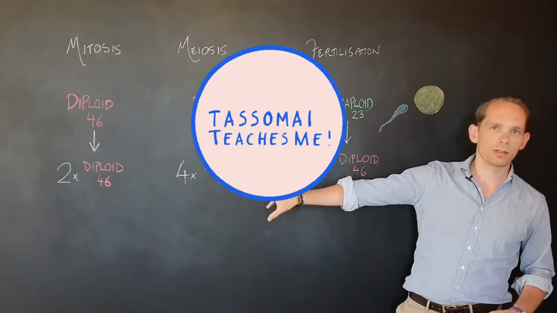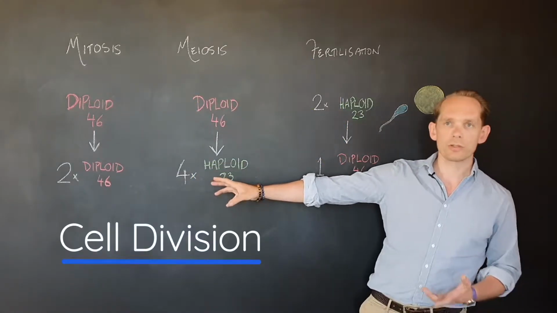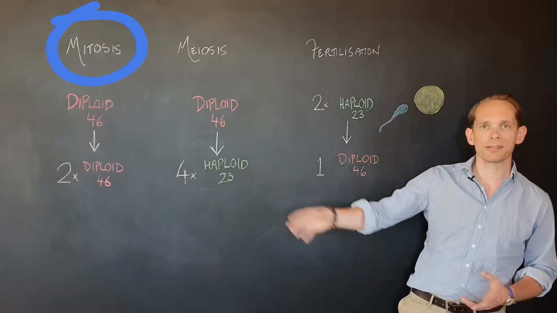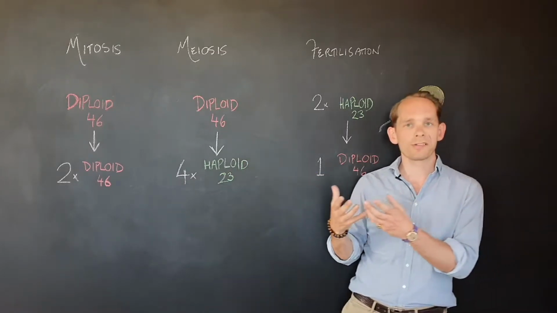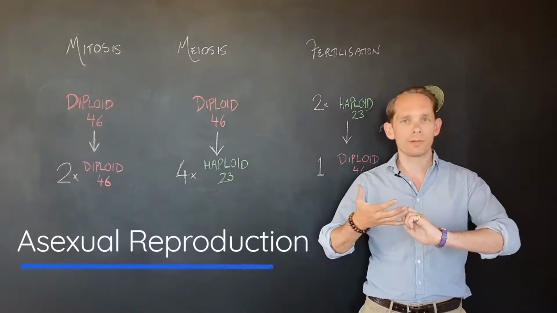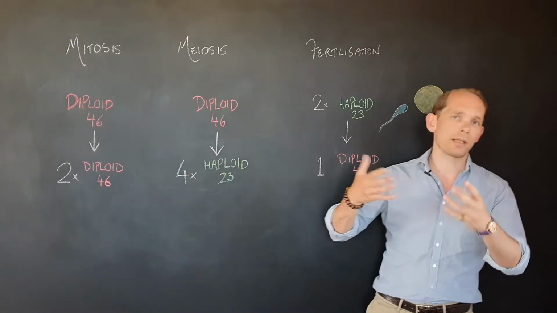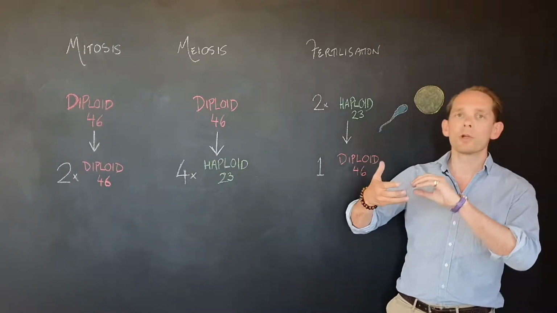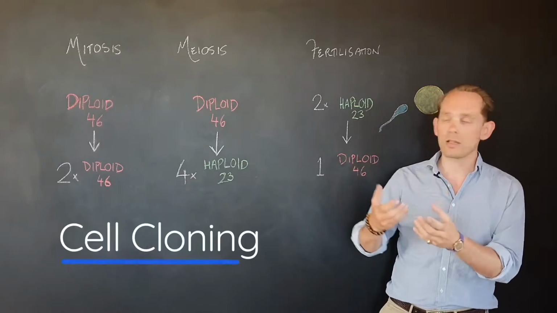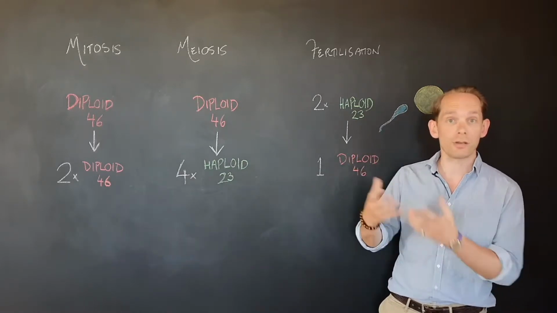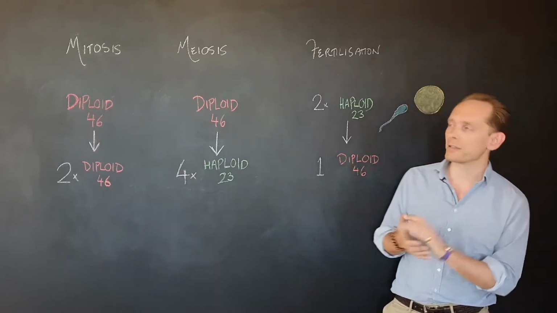We start with the most common form of cell division that we talk about most of the time, which is mitosis. That is the sort of cell division that happens in asexual reproduction, things like bacteria and amoeba, but also in cloning of cells that happens in your tissues, for example, repairing skin cells and so forth.